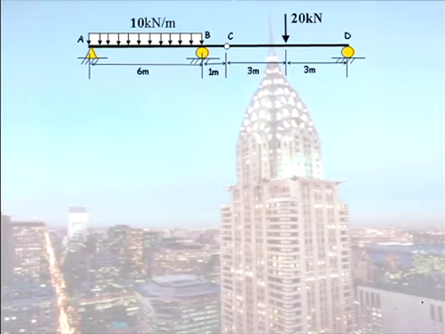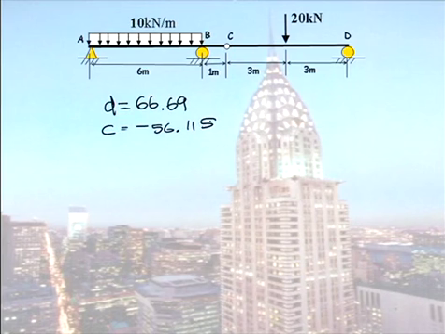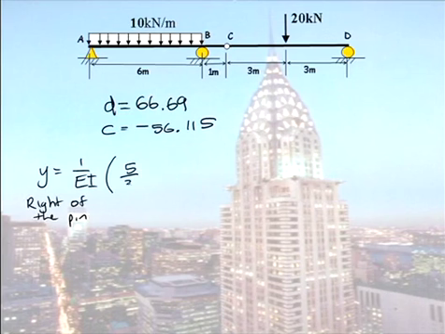So doing this, you should get a D constant of integration equal to 66.69, a C constant of integration equal to 56. And your final deflection equation, right of the pen, will look like this. So please do try and work this out yourself.